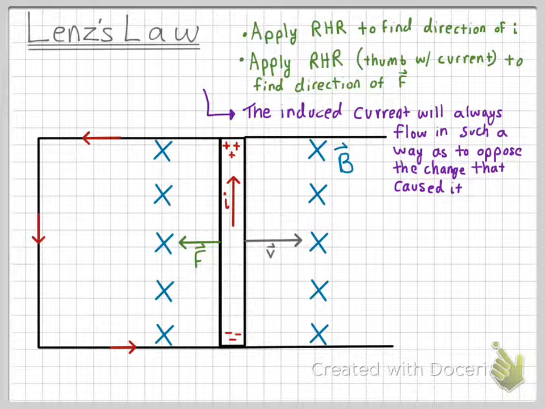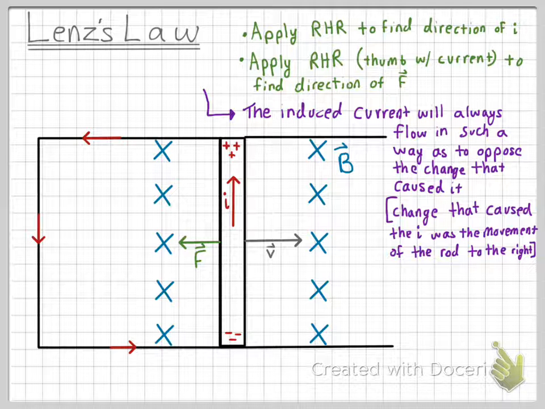This is Lenz's law, which states that an induced current will flow in such a way as to oppose the change that caused it. So the change that caused the current was the movement of the rod to the right. Therefore, the velocity of the rod created the current, which then in turn stopped the rod from moving, since a force was exerted on it in the opposite direction of the velocity. Essentially, the velocity of the rod and the force from the current will always point in opposite directions.